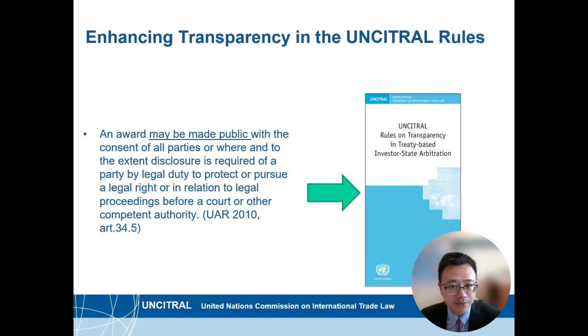Before the rules on transparency were introduced, there were conditions that needed to be met in order for an arbitral award to be made public pursuant to the old versions of the UNCITRAL arbitration rules. According to Article 34, Paragraph 5 of the UNCITRAL arbitration rules, transparency could be attained in case there is a consent of all parties to make the award public, or where there is a legal duty of disclosure. Such a standing point served the purposes for commercial arbitration, but for ISDS, further enhancement of transparency was needed.